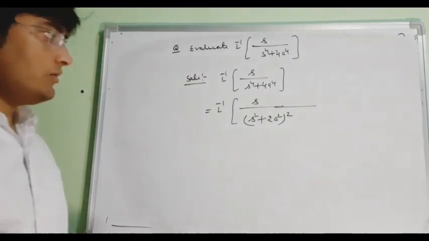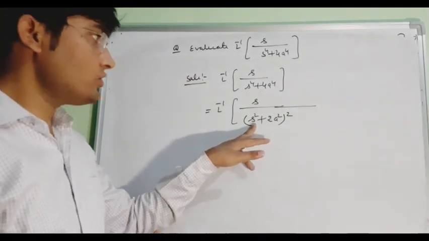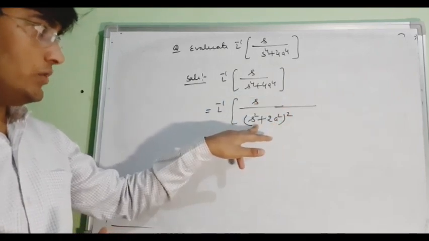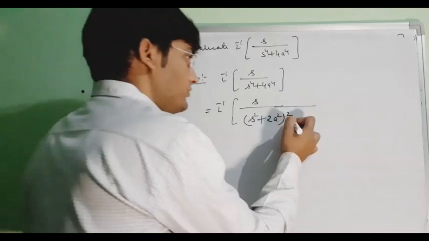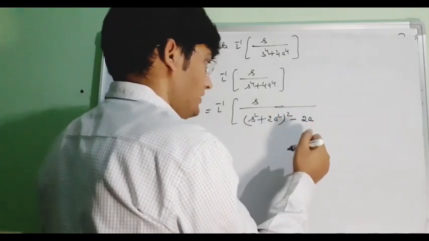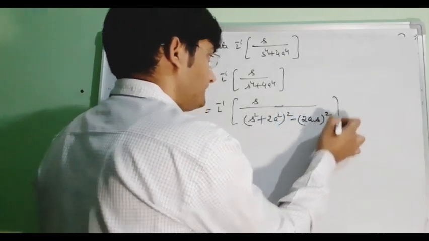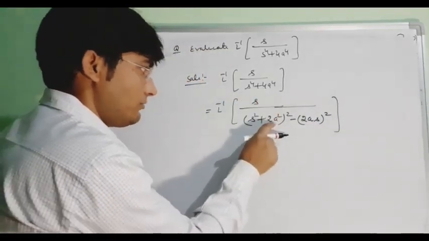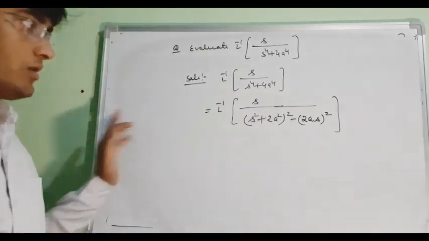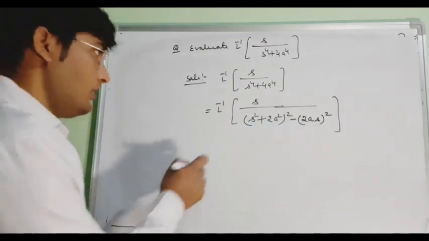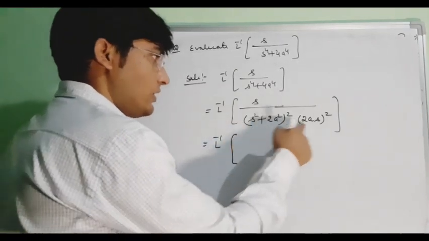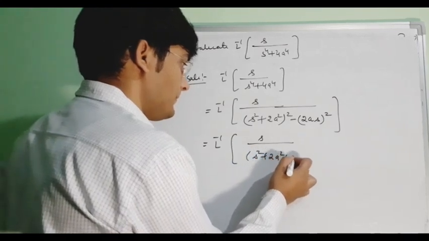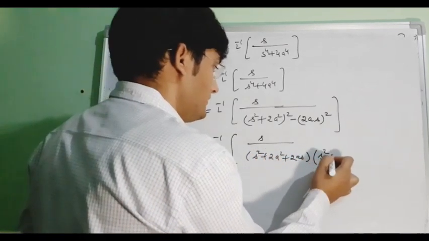Now let us open this bracket. This will be your a square plus b square plus 4a square s square. So we will have to subtract that term. So 4a square s square, that means 2a whole square. So a square plus b square plus 2ab, that means 4a square s square. Now this is your 4a square s square. Now again, this is your a square minus b square. That will be your a plus b and a minus b.